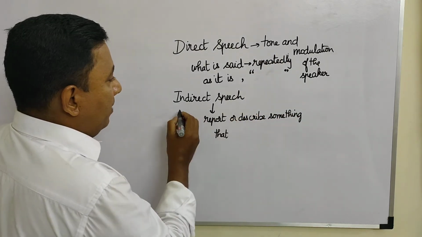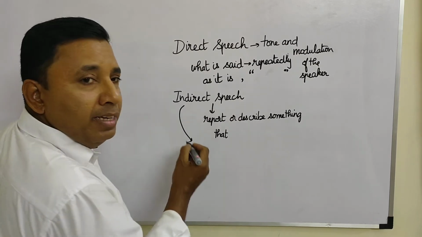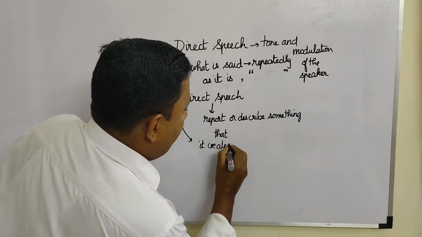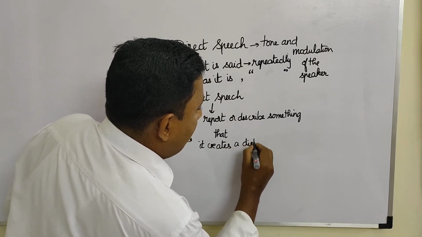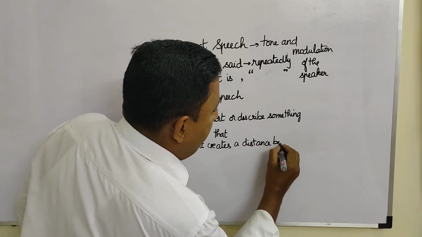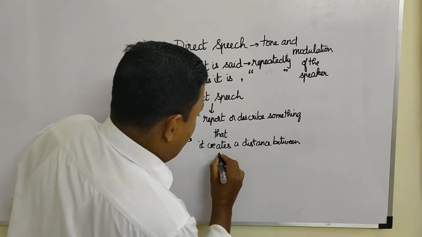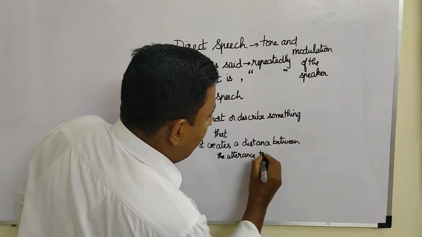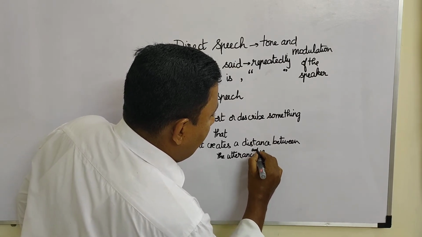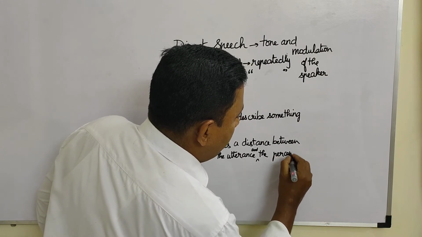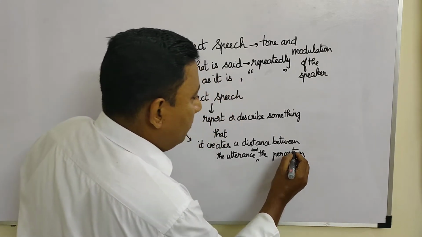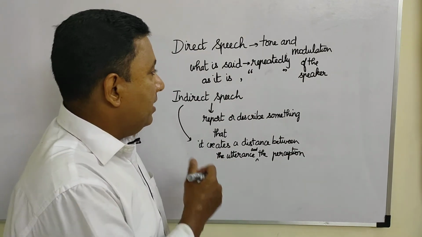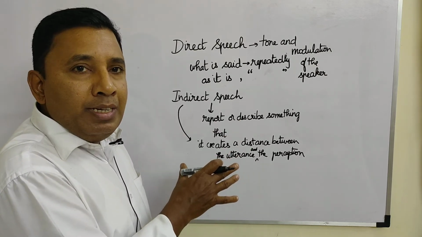And indirect speech, if it's not expressed properly, creates a distance between the utterance and the perception. Perception means the person who is listening to you. If it's not reported properly, it creates a distance. So this is the whole thing about direct and indirect speech.